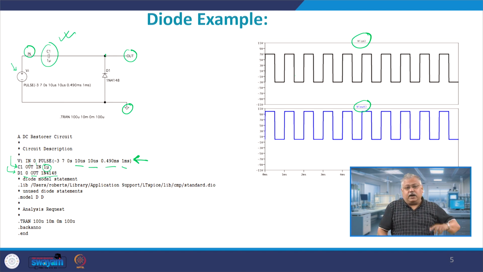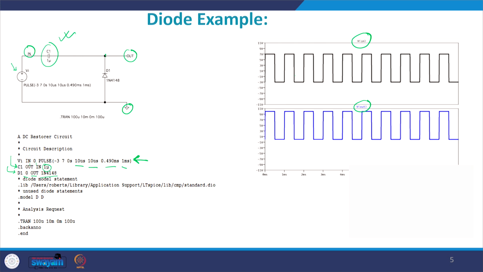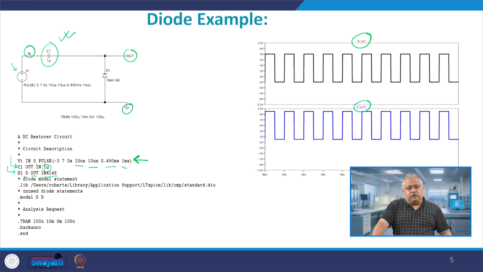1N4148. So, when you write 1N4148, it indirectly tries to extract the library file of 1N4148 from the LT library file, and then they are able to do it. How do you do that? This equation I have already discussed with you.